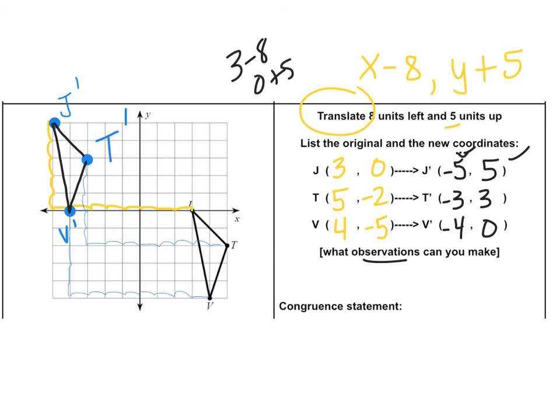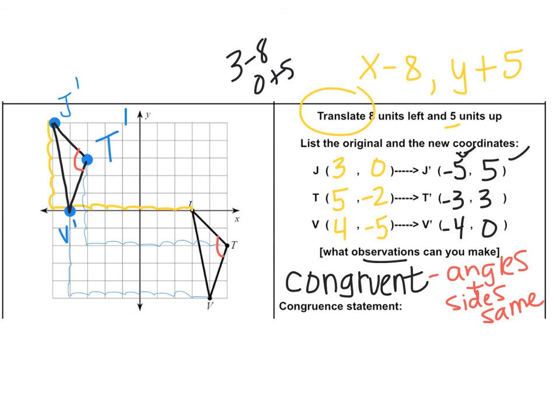Okay, so now what observations can we make? What can we say about that triangle, the original versus the new? Hopefully you are learning this new vocabulary word. They are congruent. That means all the angles are the same inside here. This angle T would be the same as this angle. So the angles and side lengths are the same.